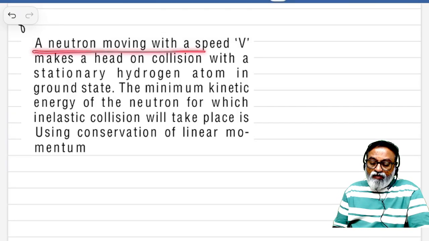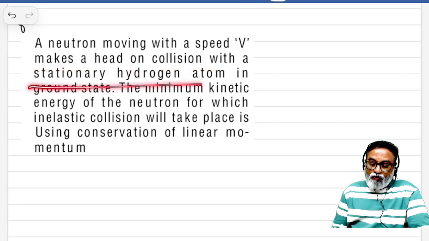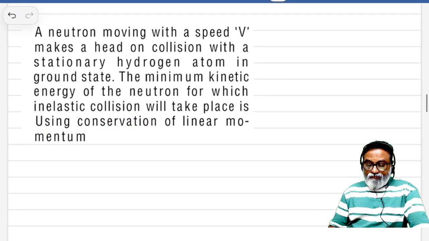A neutron moving with a speed v makes a head-on collision with a stationary hydrogen atom in ground state. The minimum kinetic energy of the neutron for which an inelastic collision will take place is, using conservation of linear momentum.